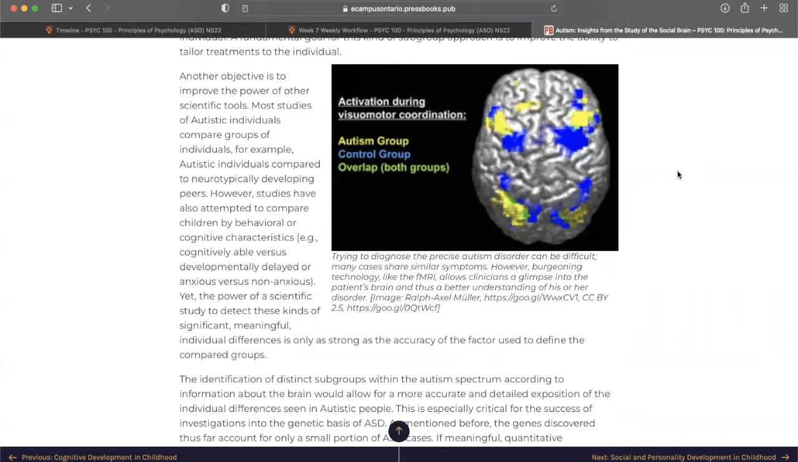They have a nice visual here on different areas that were activated between an autism group, a control group, and an overlap with both groups.